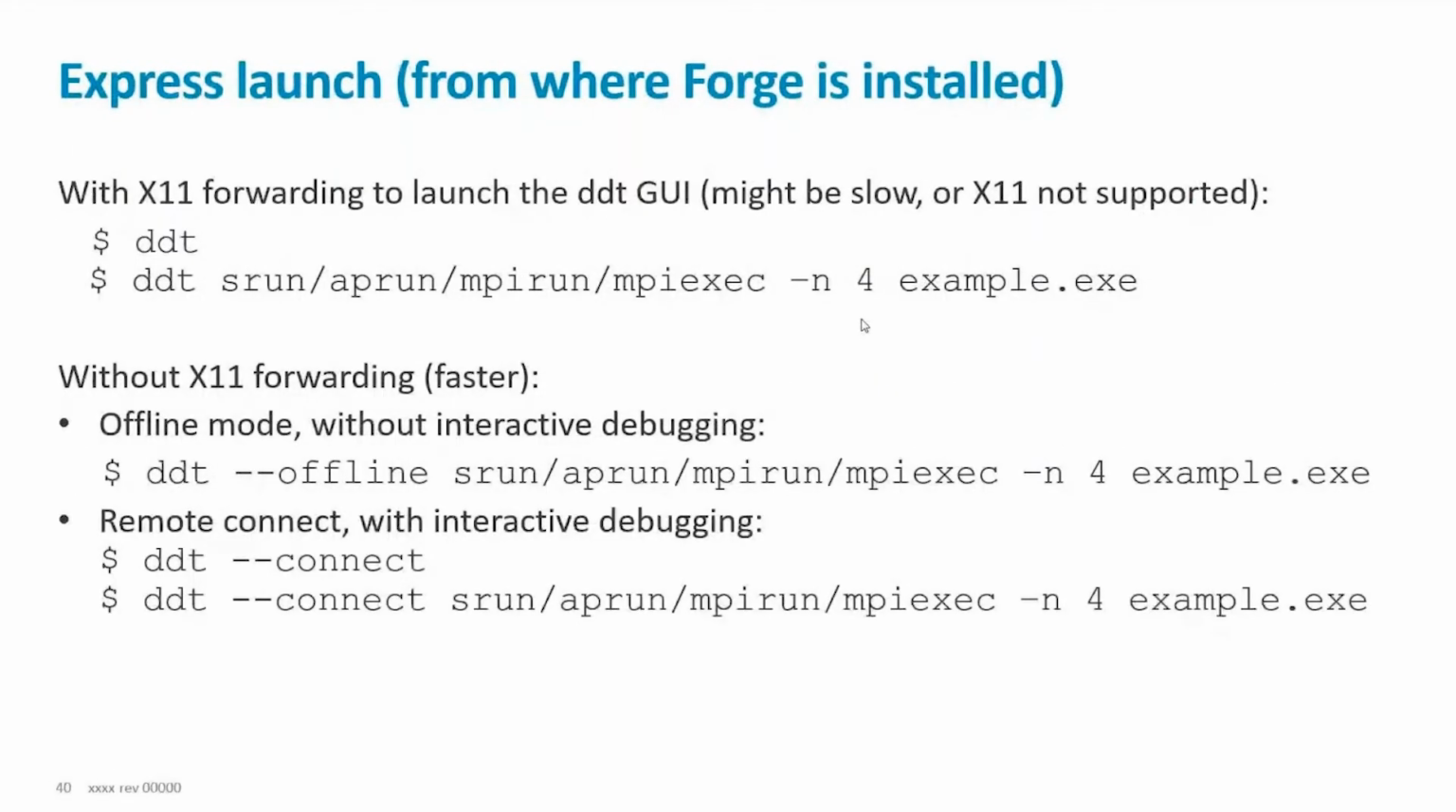So to launch DDT, the express launch is just basically typing DDT once the module is already loaded. Or you can add your execution here, with srun or mpirun, mpiexec, and you can also use --offline without the X11, and this will go to your HTML report. Then we have remote connect, where if you are starting from the login node and the software is running on the compute node, you can have the GUI on your login node.